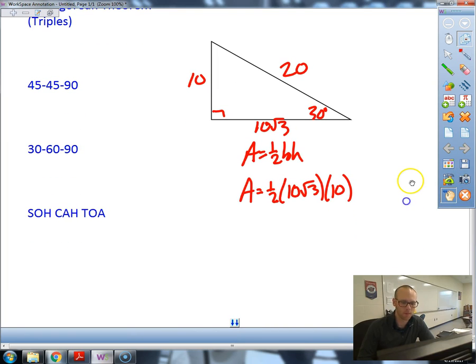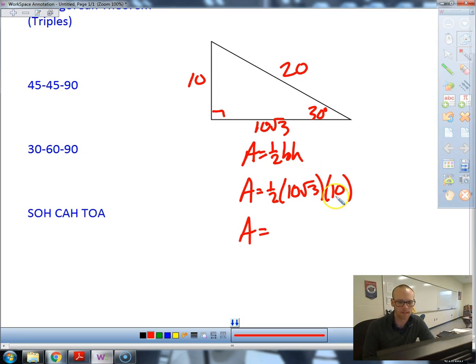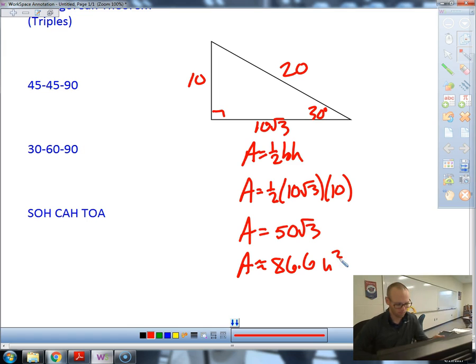Now let me show you what I mean by simplifying and giving my exact answer. I am not going to type that in my calculator yet. I'm just going to leave that root 3 alone. I'm just going to pretend that's not even there. 1/2 times 10 times 10. Well, 10 times 10 is 100. Half of 100 is 50. The exact area of this triangle is 50 root 3. That's what I need you guys to be able to do. Once I have that, I'll just grab out my calculator. 50 root 3, 86.6 square units. All right, let's look at one other.